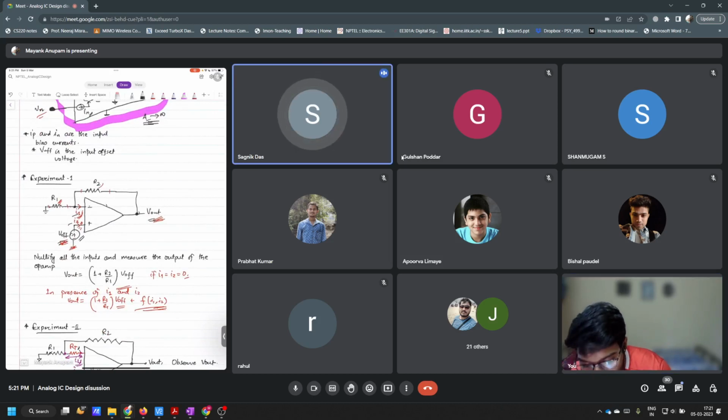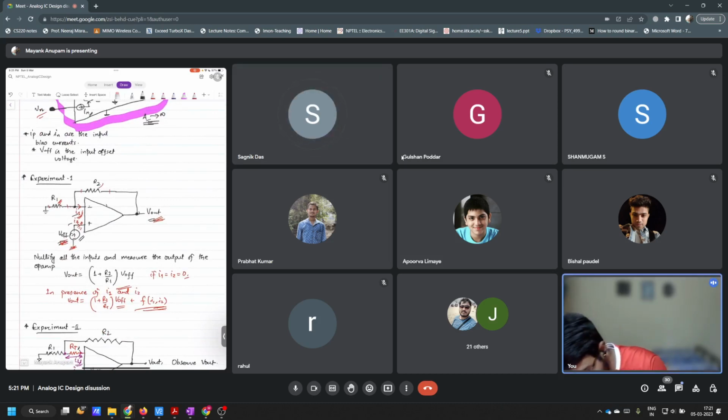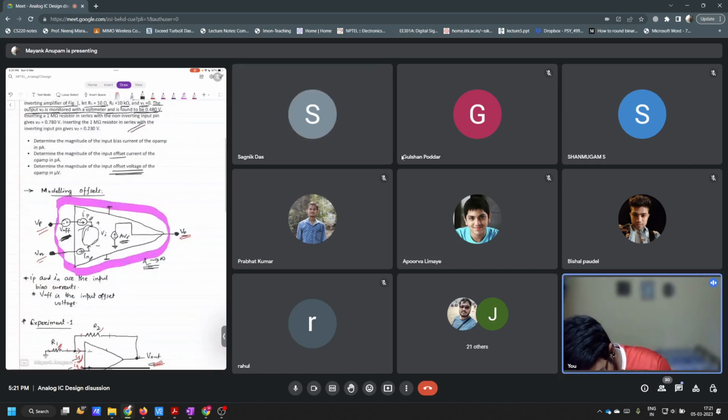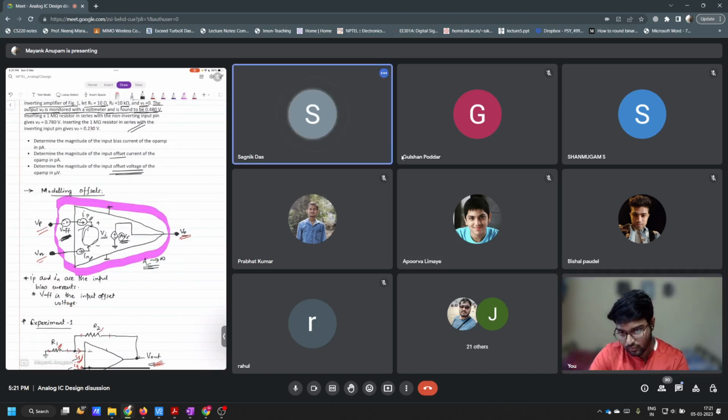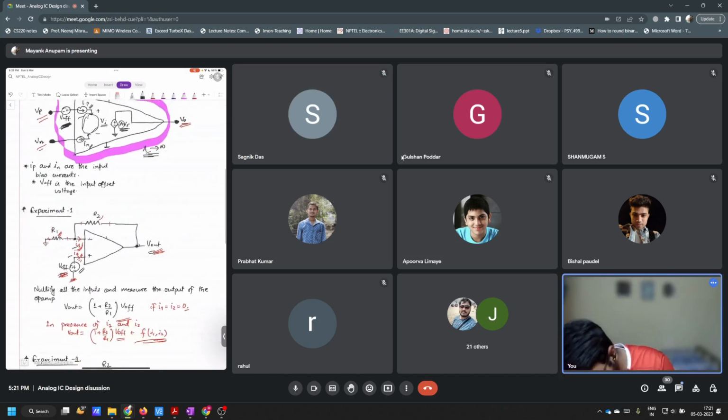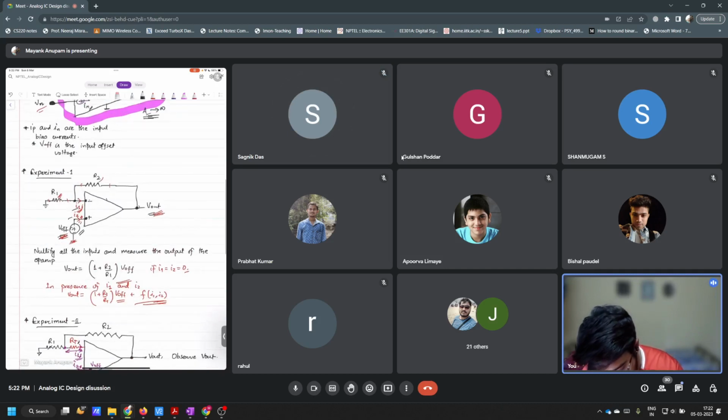Virtual short is indeed valid. See, if the gain A is infinity here, you cannot have this Vi be a finite value, it has to be equal to 0. So whatever voltage you have at this terminal, the same voltage you will have at this terminal. Let me write the first equation so that you get an idea.